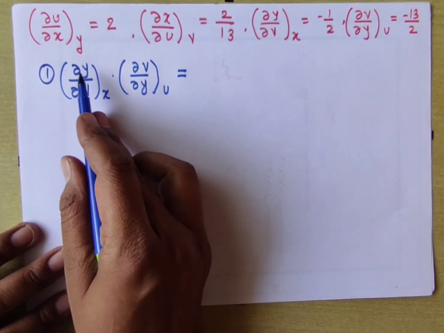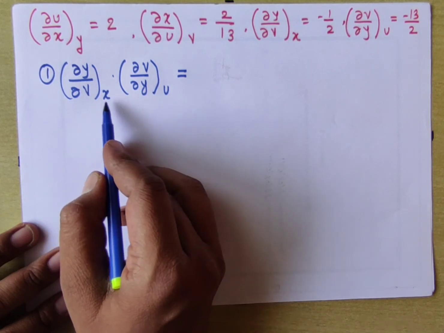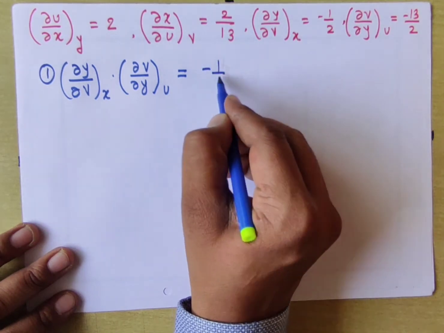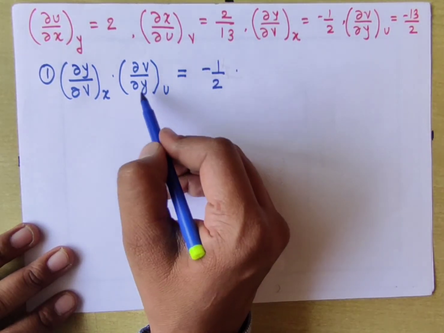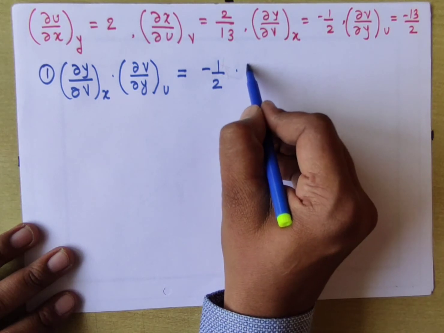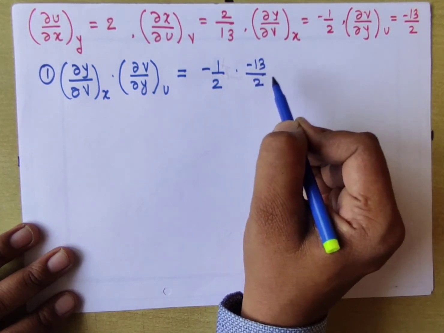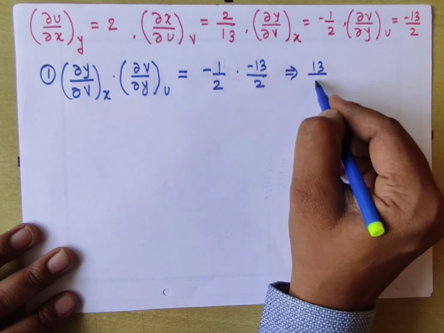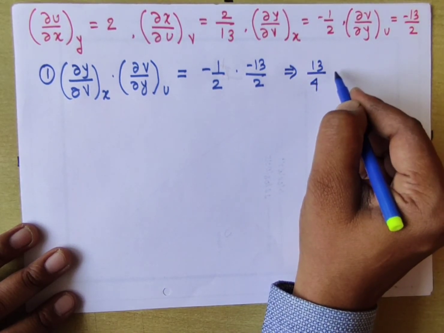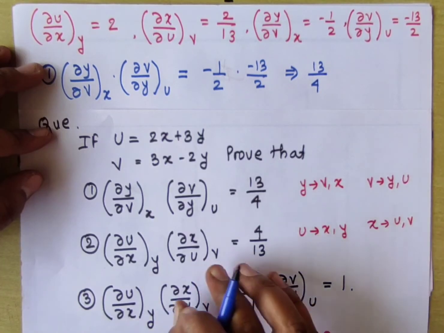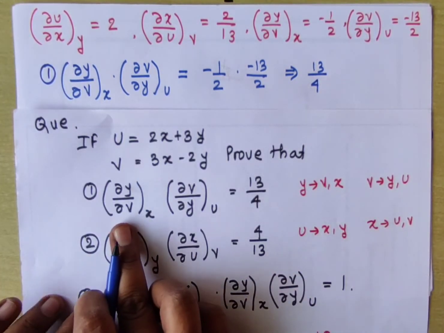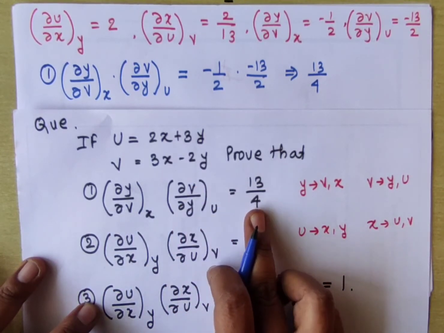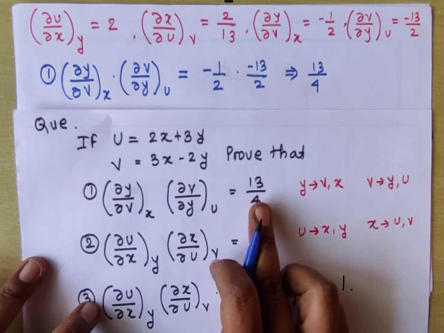So the value of ∂y/∂v treating x as a constant is minus 1/2, into ∂v/∂y treating u as a constant, which is minus 13/2. So when we solve this, we get the required value is 13/4. That is what we required from the question itself. So back to the question: ∂y/∂v treating x constant, ∂v/∂y treating u constant is equal to 13/4. That is what we required, and we get the same value.